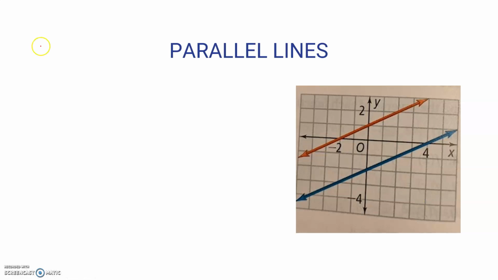Some things that are true about parallel lines. First of all, just in general, parallel lines will never intersect. So you can see the example on the graph to the right. The blue line and the red line are parallel, they will never cross each other.